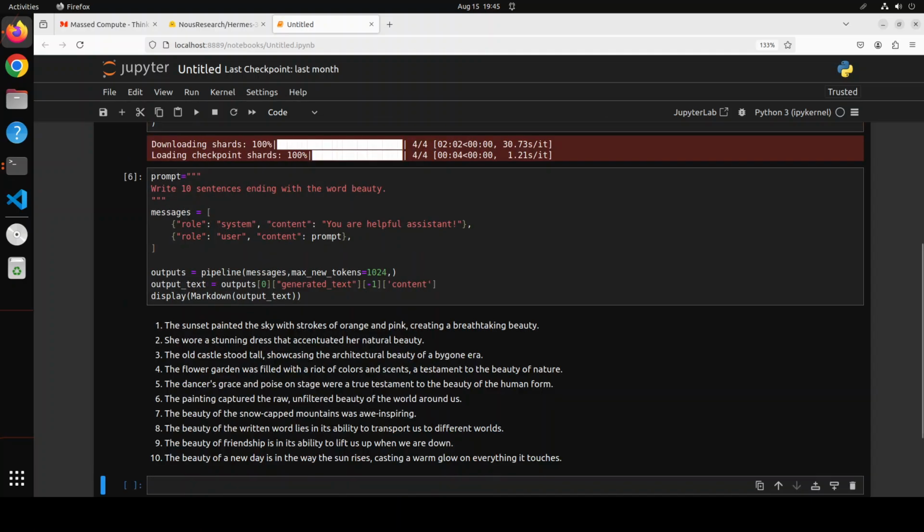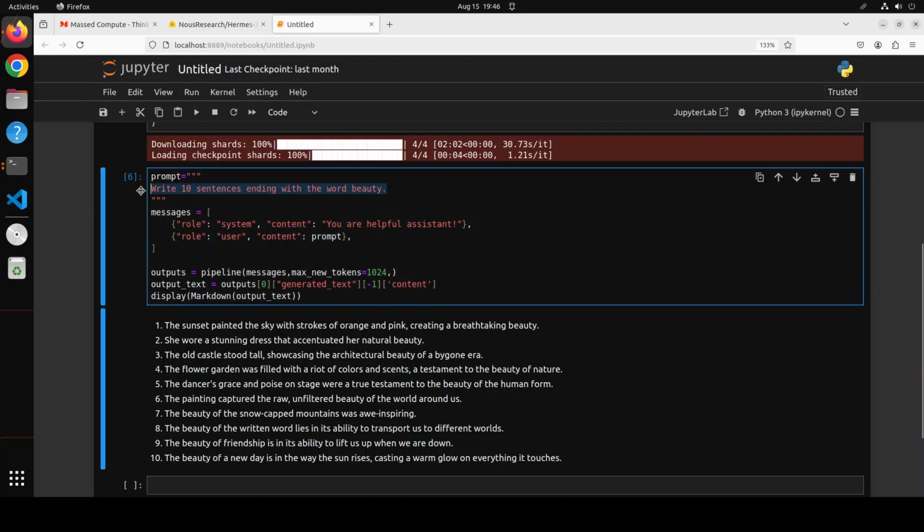And there you go. So it was able to answer a few of them, maybe just a couple of them, but most of the sentences are not ending in the word beauty. So I would call it a fail here. But other than that, if you look at the coherence and the way sentences have been created, that is actually quite good. So the prose is really high quality, but it failed to follow the instruction in this one. Okay, so let's try to see another one.